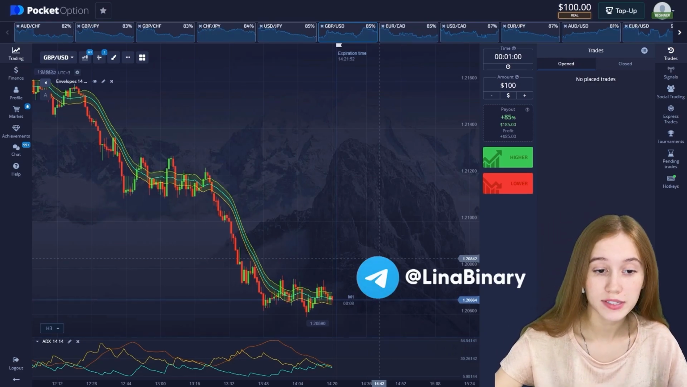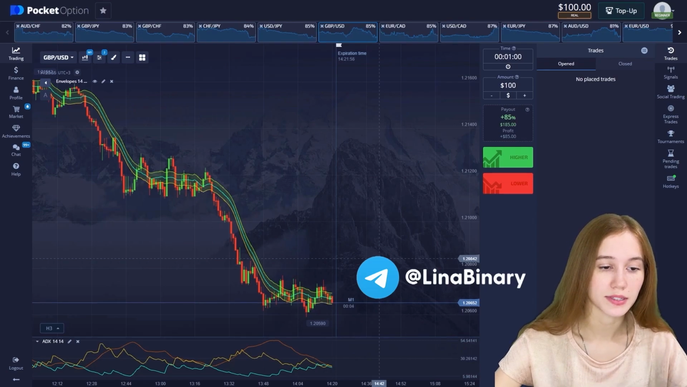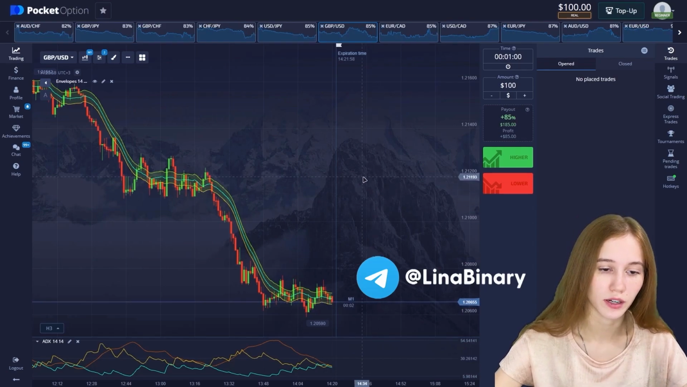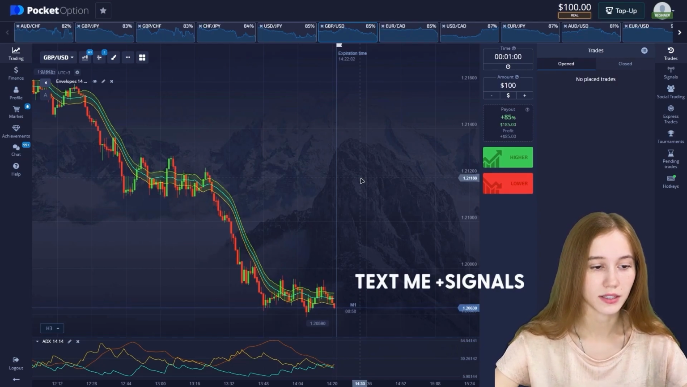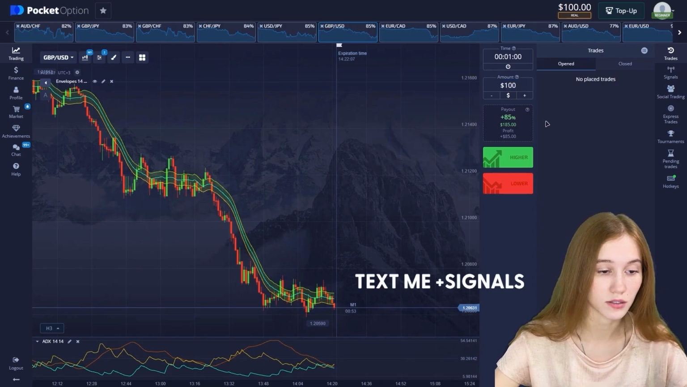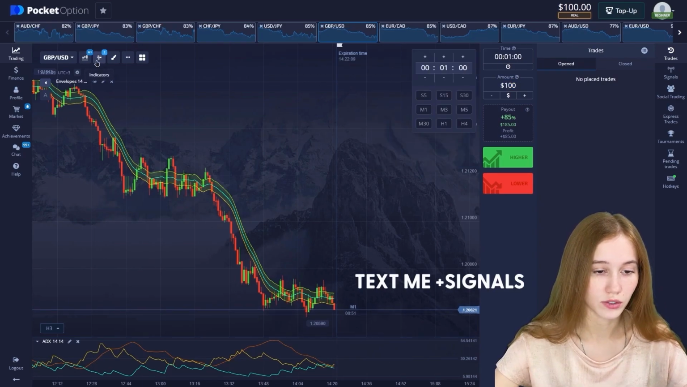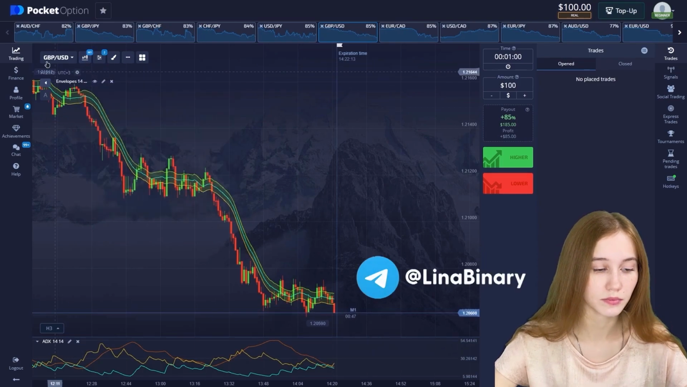Let's see what happens. Let's set up our workspace. What we see, the trade amount will always be $100. The trade time will be 1 minute. I will enable the minute time frame and candles. Also we trade on currency pairs, and here are today's currency pairs.